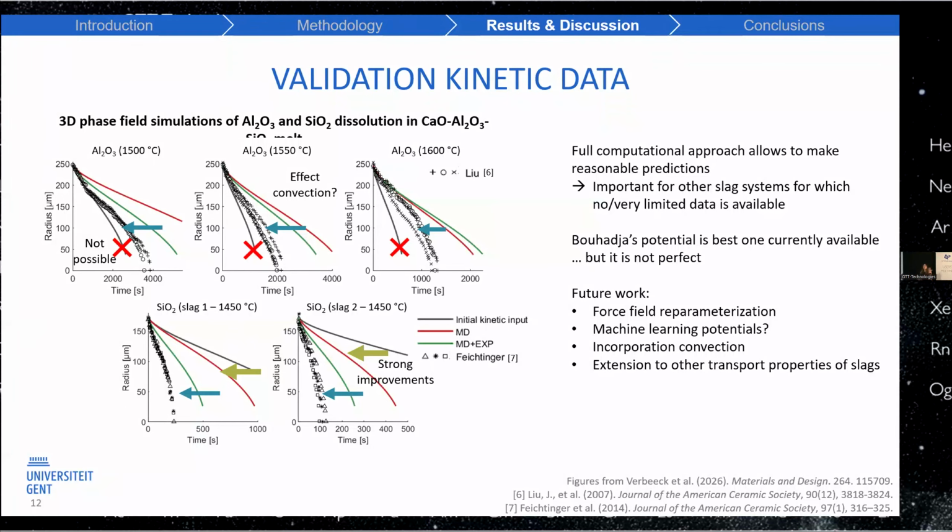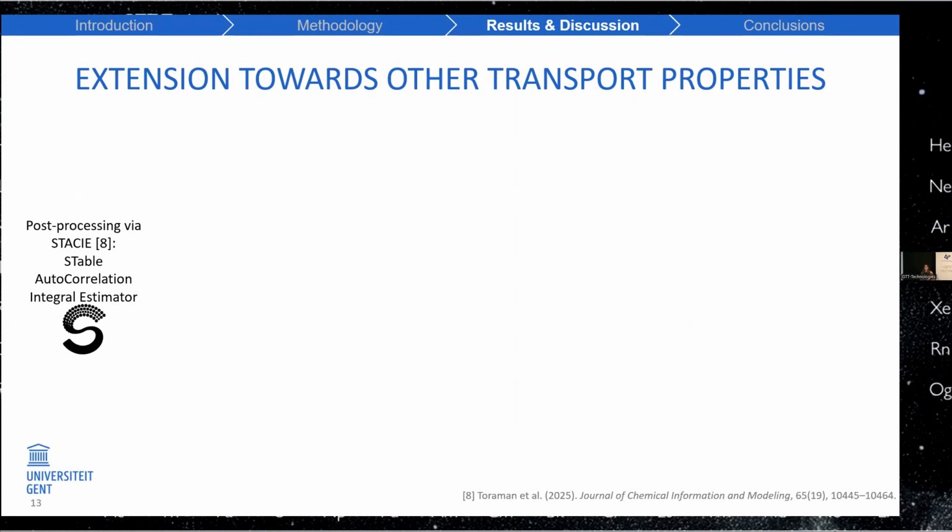Then, of course, from the phase field side, the incorporation of convection would be very interesting as well to test our hypothesis that part of the underestimation comes from convection. But then a final point was that, okay, it is quite promising for self-diffusion coefficients. How would it work? Could we try to apply it to other transport properties of slags as well? And that's now been the topic of my postdoctoral research that I started in January.